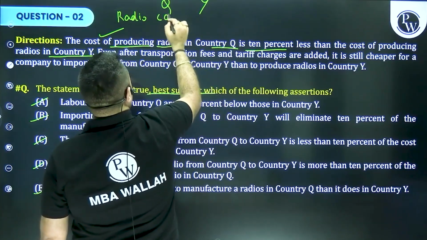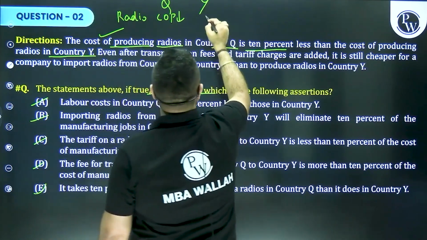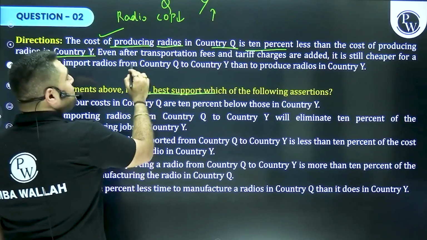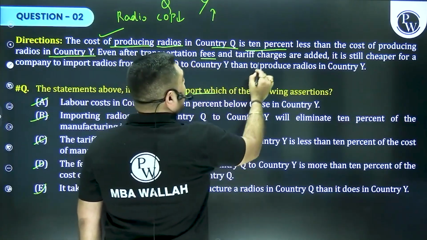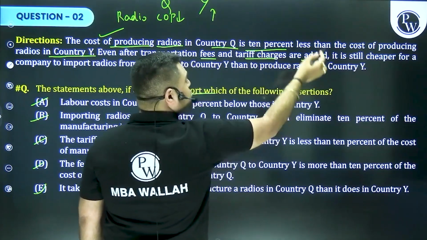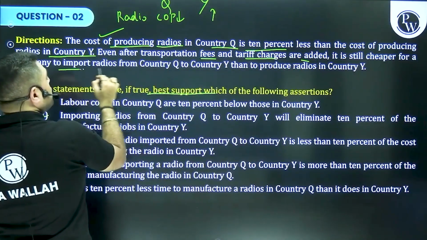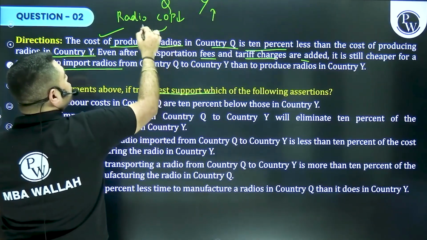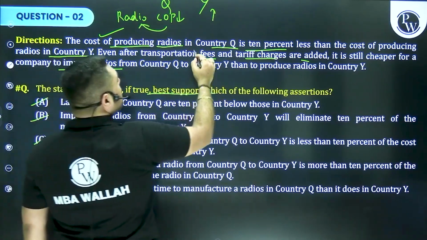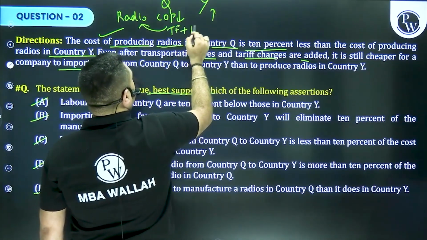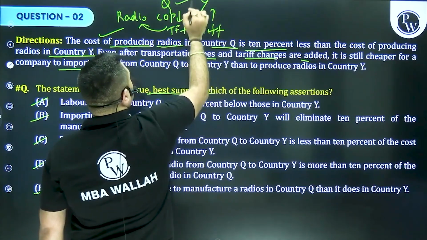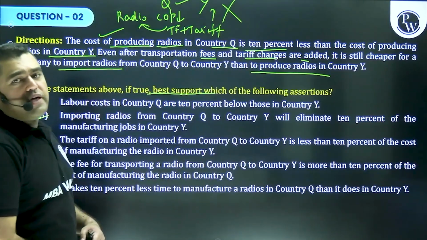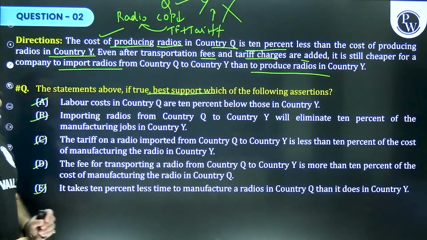Okay, so here the cost of production is 10% less. Here it is obviously higher. Okay, then what are we saying is, even if transportation fees and tariff charges are added, it is still cheaper to import radios from country Q. Meaning radios should be imported from country Q in spite of transportation fees plus tariff, Q is still better than producing radios in country Y. Meaning we definitely do not recommend doing anything in country Y.